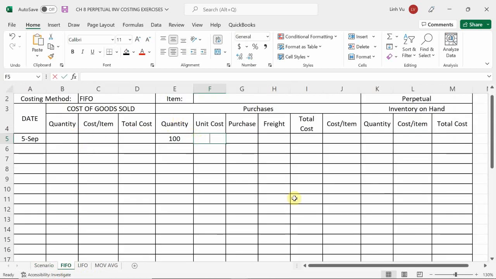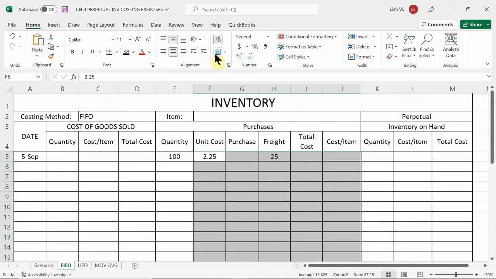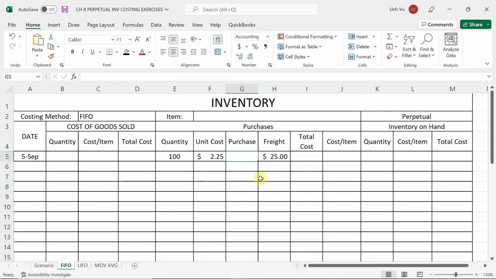So what's my purchase price? $225. Plus my freight, $250. Now in this case, because we are looking at FIFO, I need to calculate my cost per item. So what is this one? $2.50. So here I'm going to move it directly over into my inventory worksheet.